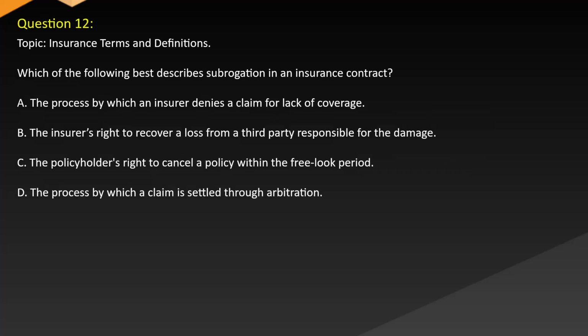Question 12. Topic: insurance terms and definitions. Which of the following best describes subrogation in an insurance contract? A. The process by which an insurer denies a claim for lack of coverage. B. The insurer's right to recover loss from a third party responsible for the damage. C. The policyholder's right to cancel policy within the free look period. D. The process by which a claim is settled through arbitration.